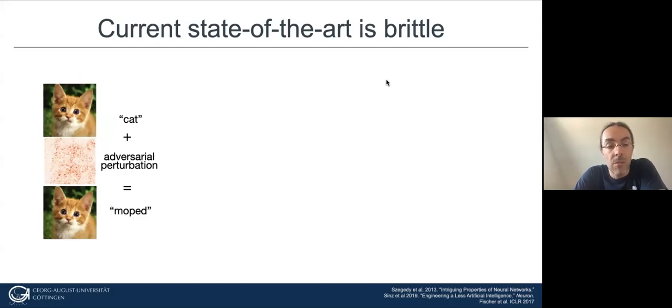What's shown here is an original cat image, and you add this adversarial perturbation, which you find with one method or another, and this will completely derail the classification performance of the deep network. Before, the network correctly classified this image as a cat, and now it classifies the image as a moped, although for us it perceptually hasn't changed. And not only is this network wrong, it's also wrong with high confidence. The network could be unsure what is in the image, but it's actually very sure that this is a moped and not a cat.